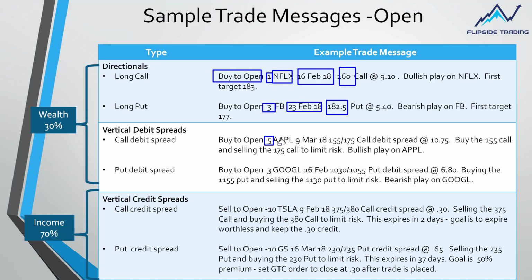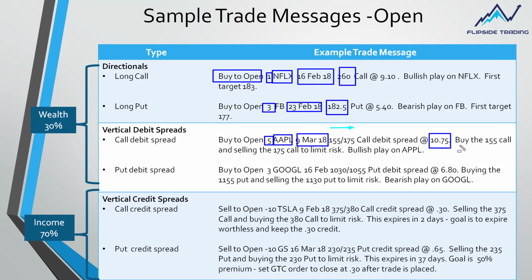Your symbol, right here is Apple. Type that in your search box. Same thing, find your option expiration series. Okay, now we have a 155, 175, which means that we're thinking, hey, the stock's at 155, we want it to go to 175. Here's the price that we're going to go ahead and purchase that spread at.